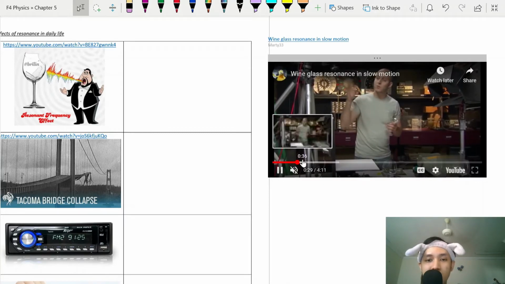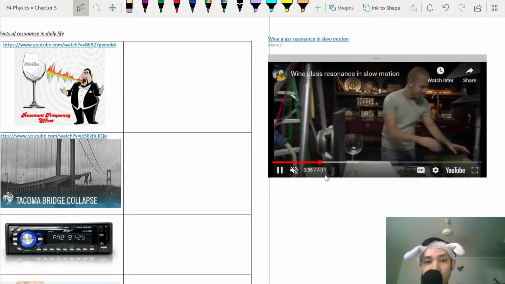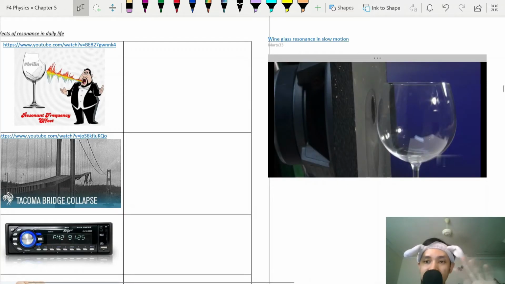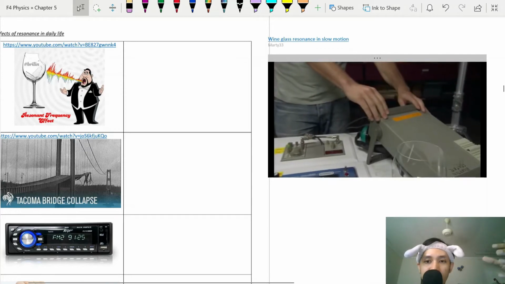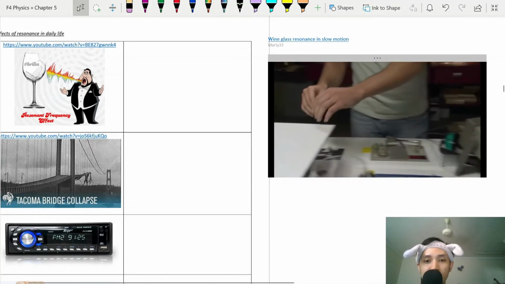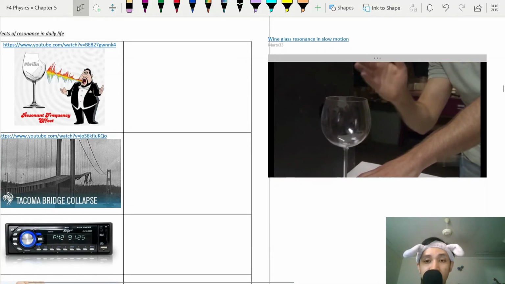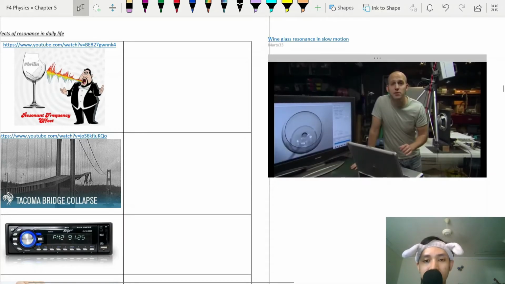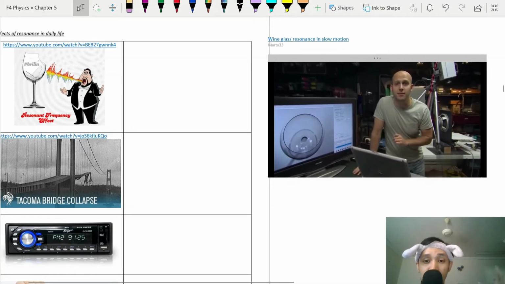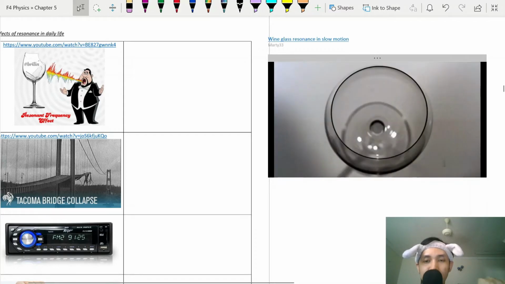Right, so here they show us a few interesting things. They capture it in slow motion, just to let you see how your glass vibrates when they turn the sound on. Okay, so we are going to look at how resonance works. I believe they show us the slow motion that we can see here. So let's look at the slow motion.